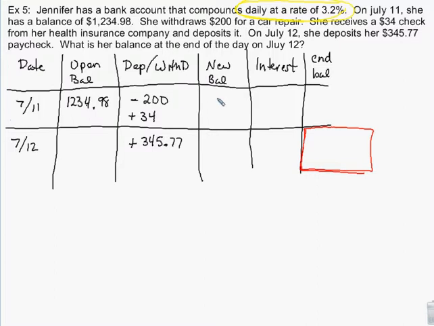And so the first thing we need to do is find this new balance here. So I'm going to do $1234.98 minus 200 plus 34. That's my first calculation. I'm going to go ahead and maybe label these as A, B, C, D, E, and F. So this is A. So minus 200 plus 34 gives us 1068.98. That goes right here.